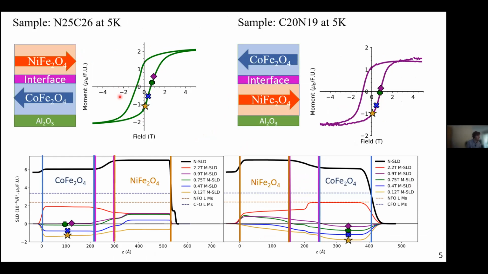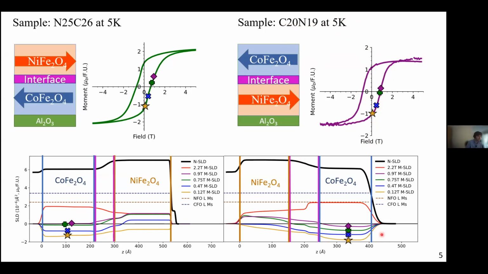Here on the left, we have N25, C26, so the sample I showed you before. And here on the right, we have a new sample, C20, CFO 20 nanometers, N19, NFO 19 nanometers, and again, all at 5 Kelvin. Here's a new sample diagram, and here's some VSM that we took with the sample on the right. We know that there are some issues with our measurement of moment, so I want you to ignore the values on the x-axis, but still remember the shape of this VSM. That's what's going to be important.